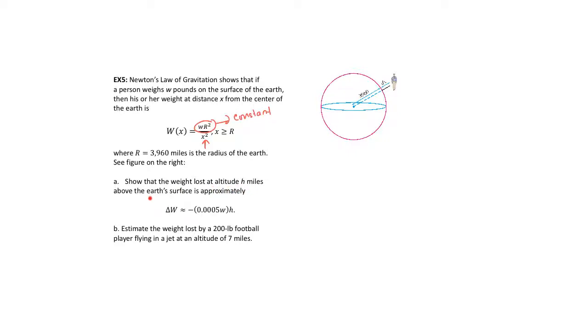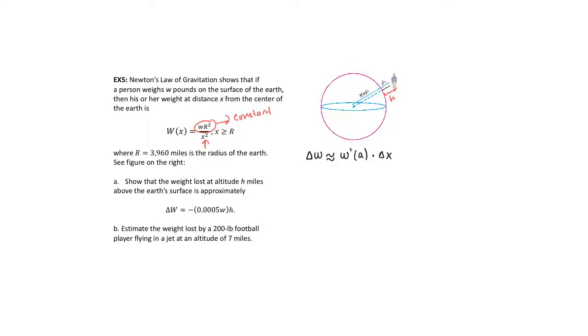If we look at part A, they're asking us to show that the weight loss at altitude h miles above the surface of the earth is approximately equal to this expression right here. What they're really saying is, imagine that we move away from the surface of the earth h miles. What will be the change in weight loss? Well, we know that delta W will be approximately equal, and keep in mind I'm using linear approximation, to W prime of A times delta X.